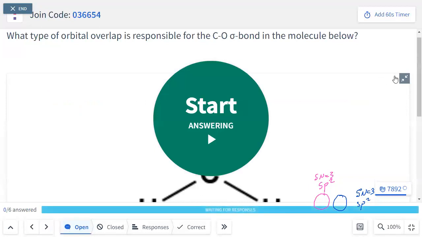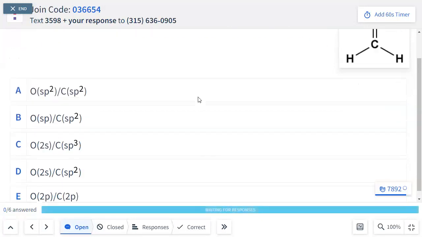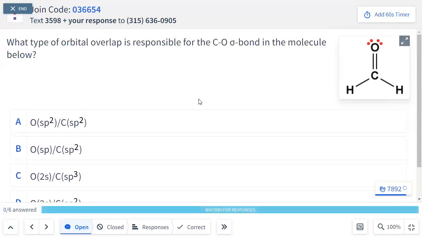All right, let's try to answer this question then. This time I'm looking at the carbon to oxygen bond. And in particular, I want to know about the sigma bond between the carbon and the oxygen. What kind of orbital overlap are we getting there? Since it's a sigma bond, we need to be thinking about hybrid orbitals. If we were asked about pi bonds, then we would know it's p to p. But we're being asked about sigma here, so we need to think about hybridization.